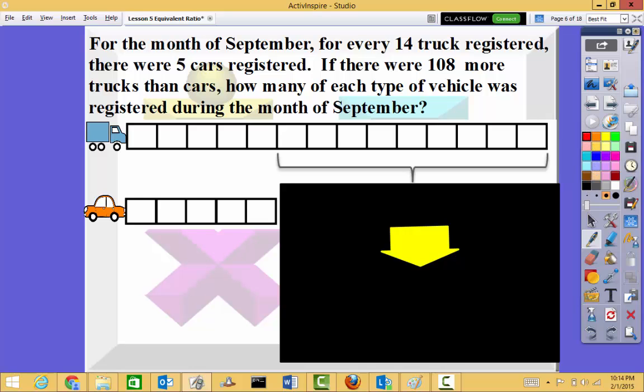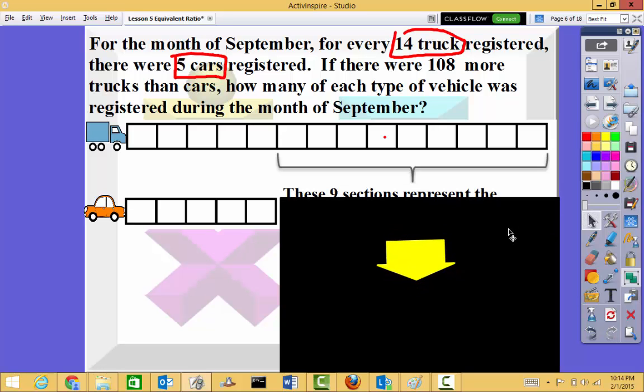Well, let's look right here. It's telling me that there's 14 trucks that are registered, so I have 1, 2, 3, 4, 5, 6, 7, 8, 9, 10, 11, 12, 13, 14 trucks. There's 5 cars. 1, 2, 3, 4, 5. So here is my tape diagram of 14 to 5.